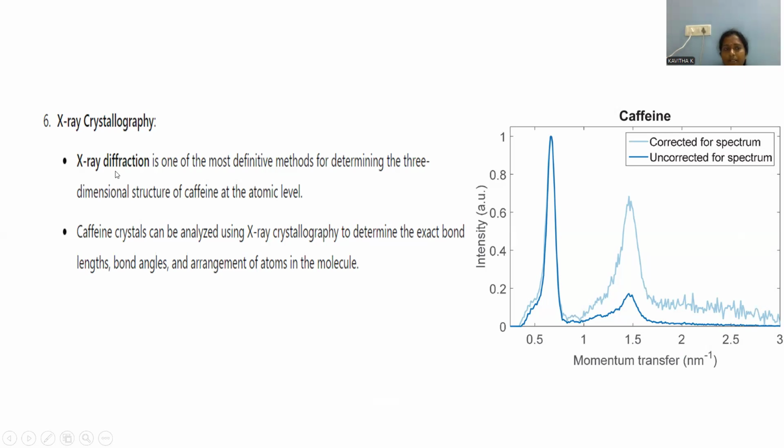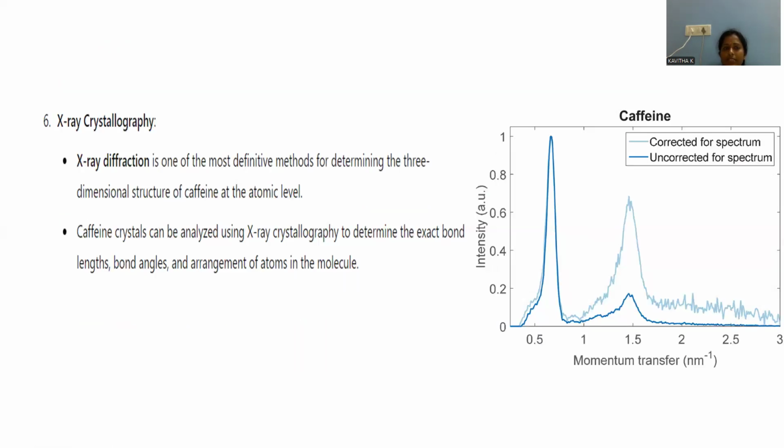Diffraction method: whenever we pass X-rays through this molecule, it gives the three-dimensional structure of the caffeine molecule. So caffeine X-ray diffraction studies are mentioned here. A caffeine crystal can be analyzed using X-ray crystallography to determine the exact bond lengths, bond angles, and arrangement of the atoms in the molecule. According to Bragg's equation, this X-ray crystallography technique works and gives the exact angle, length, arrangement, and proper orientation of the molecule, entirely determined by means of X-ray crystallography.